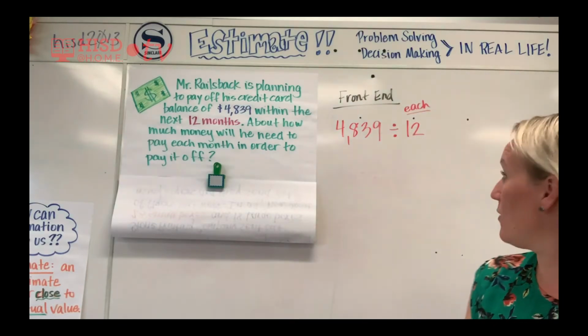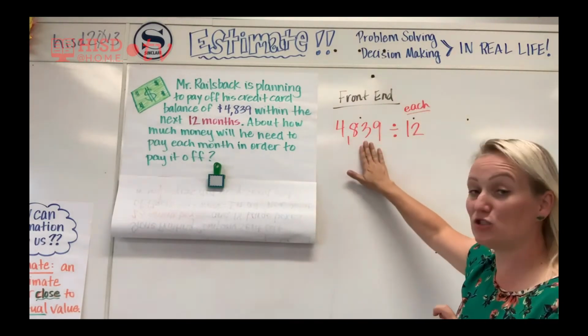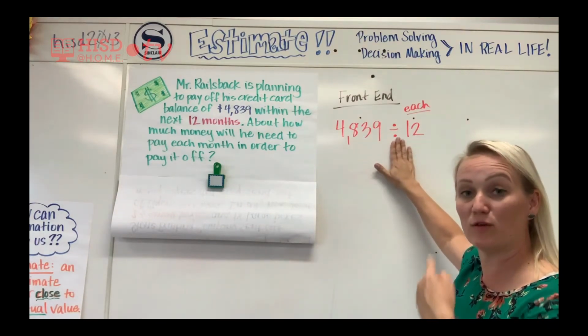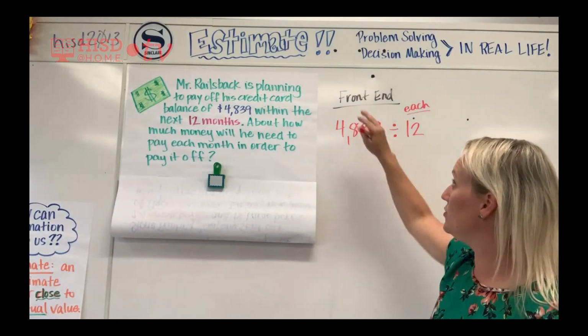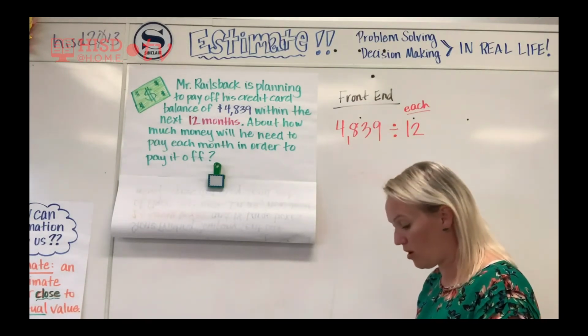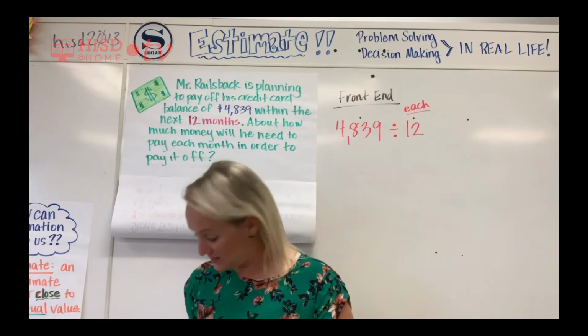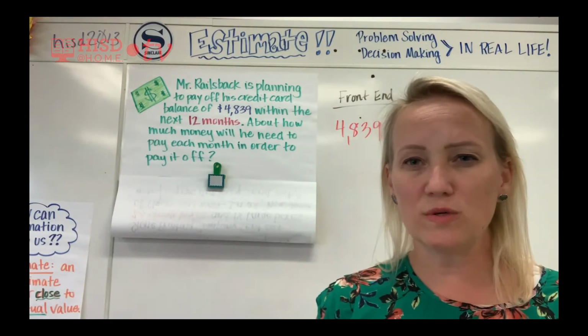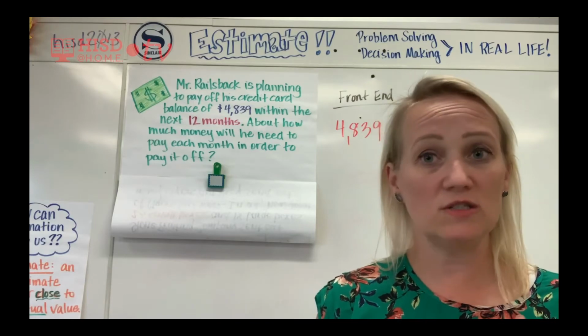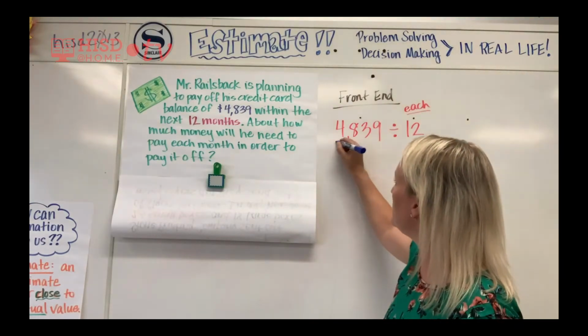So this is why we have this expression. This is his total to pay off divided by those 12 payments, okay? So hopefully you're there with me. Now, using front end estimation, if you recall, this is the one that's the fastest and maybe not the most reasonable depending on the situation. So let's just look at it. We're only going to use that front number.